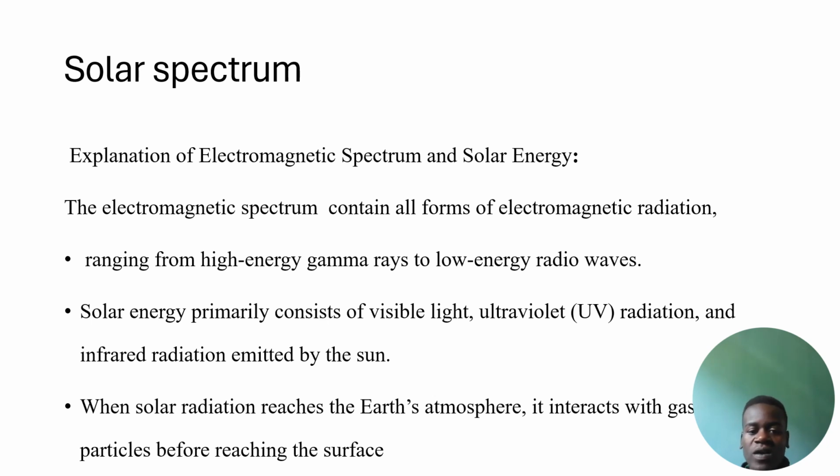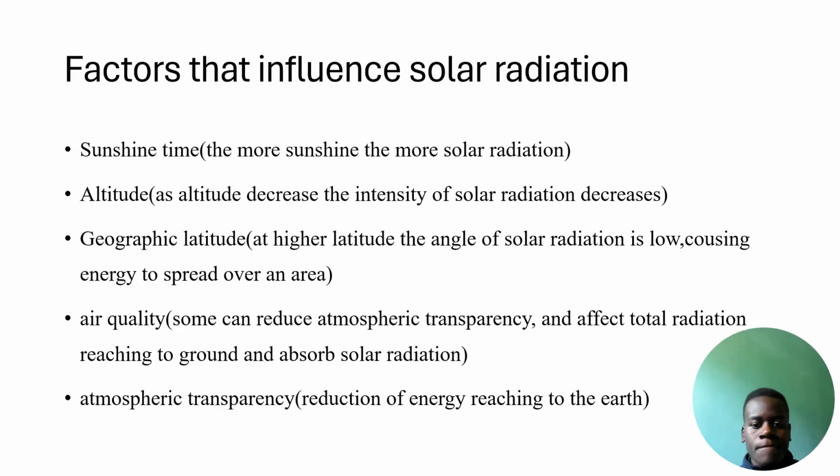Those types of solar radiation come from the sun. Without the sun, we cannot have those types of solar radiation. When solar radiation reaches the Earth's atmosphere, it interacts with different gases and particles before reaching the surface.